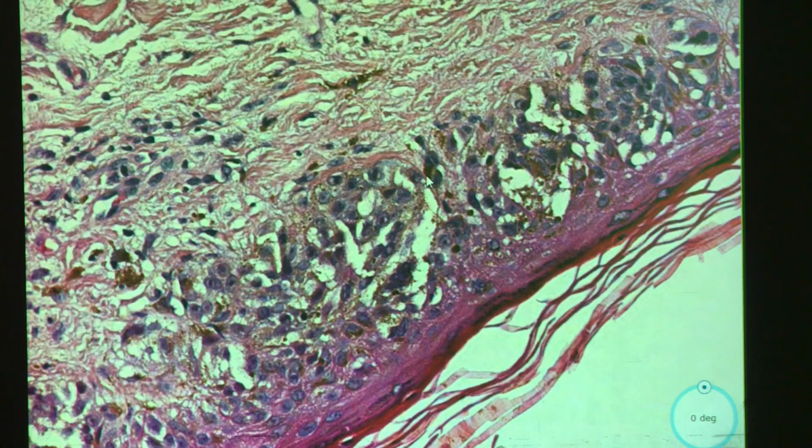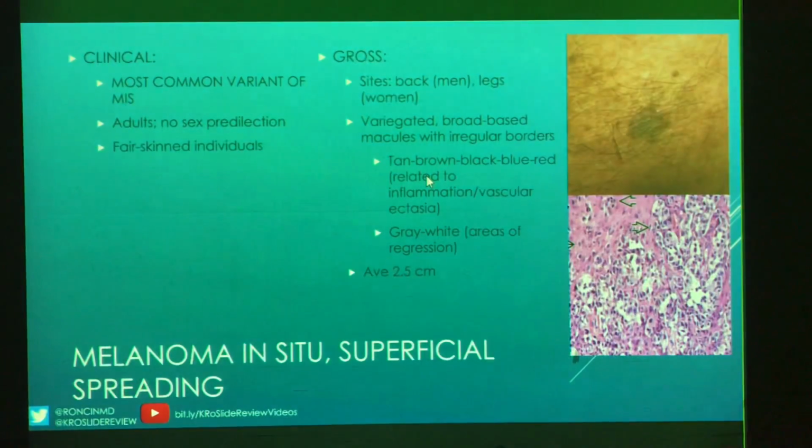So that's in situ nodular pattern? Oh, so this is in situ, but this is superficial spreading type. These nodules, like these very superficial nodules or nests, are kind of what help you figure that out. Well, it's the most common variant of melanoma in situ, so that's great.